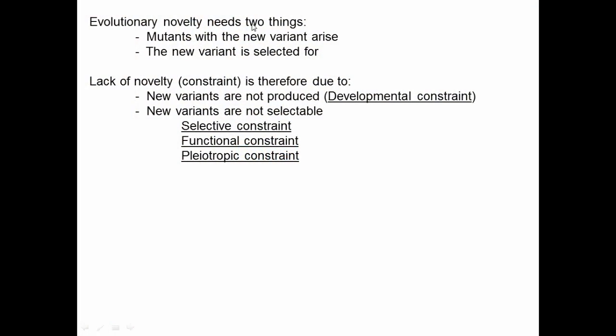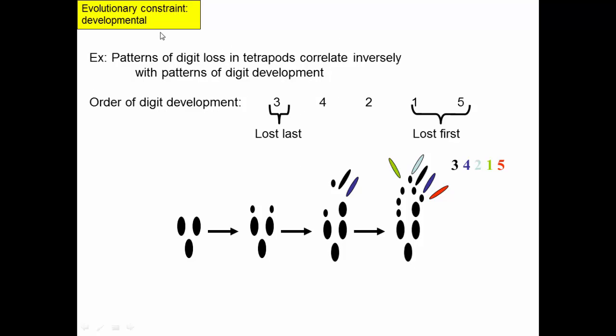Evolutionary novelty requires these two things, and lack of novelty, therefore, is due to one of these 4 types of constraints mentioned in the previous lecture. So first, let's look at developmental constraint. An example of developmental constraint comes from tetrapod limbs.